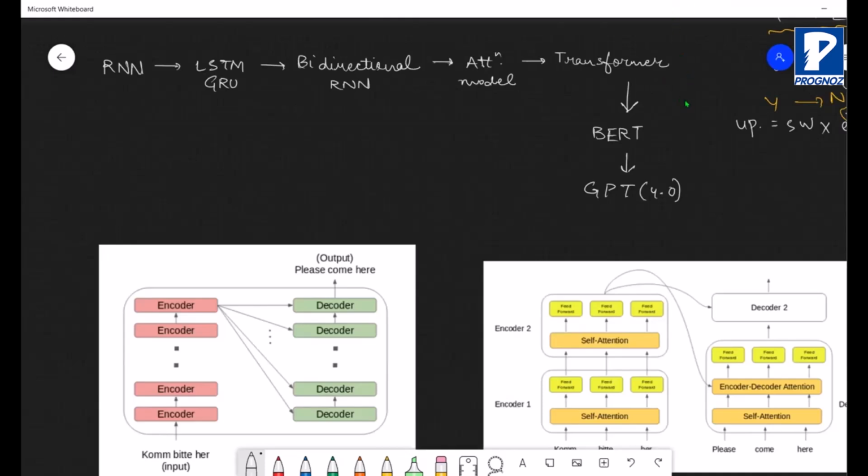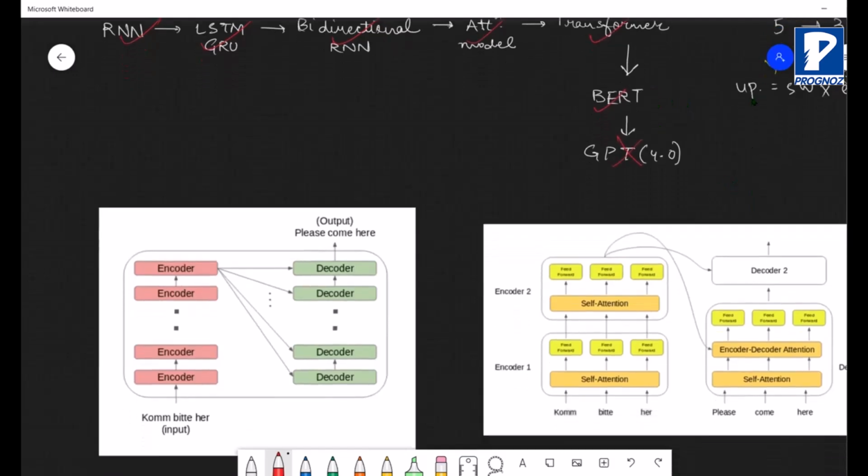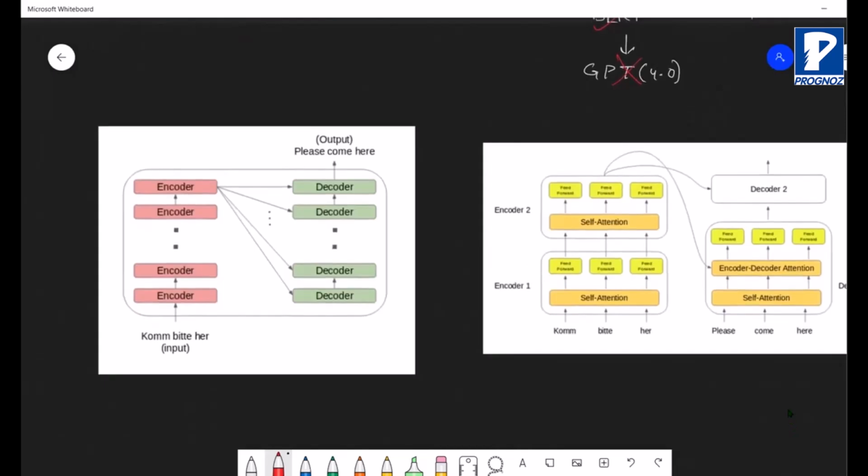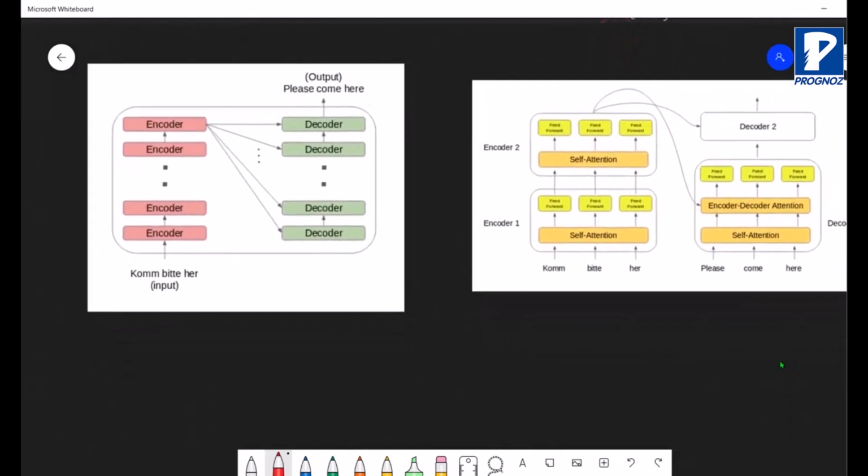We have seen all these things till now. We have seen what is RNN, we have seen what is LSTM, GRU, bidirectional RNN, attention model. Today we will talk about transformers and BERT. GPT is not a part of the syllabus. Okay, so let us talk about transformers first.